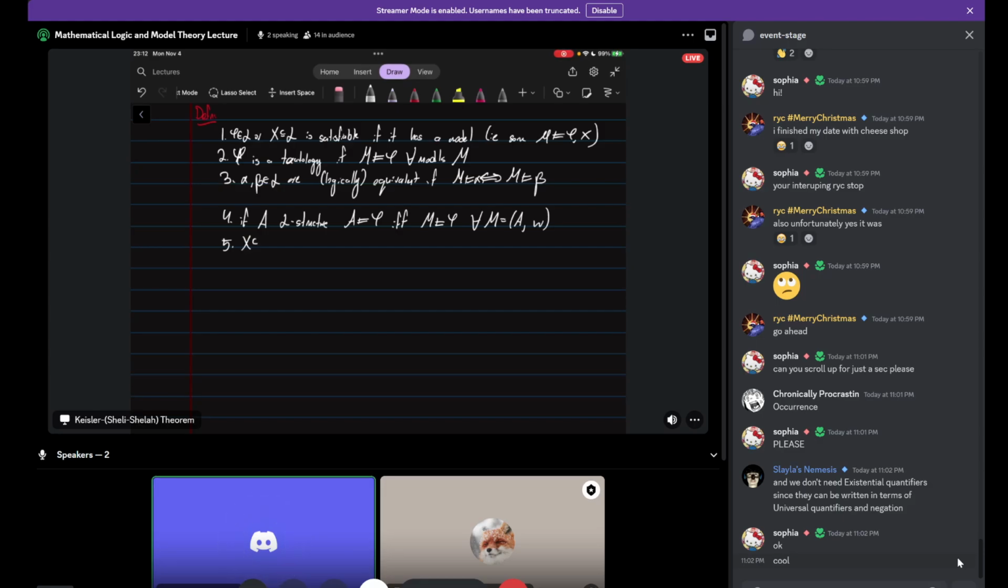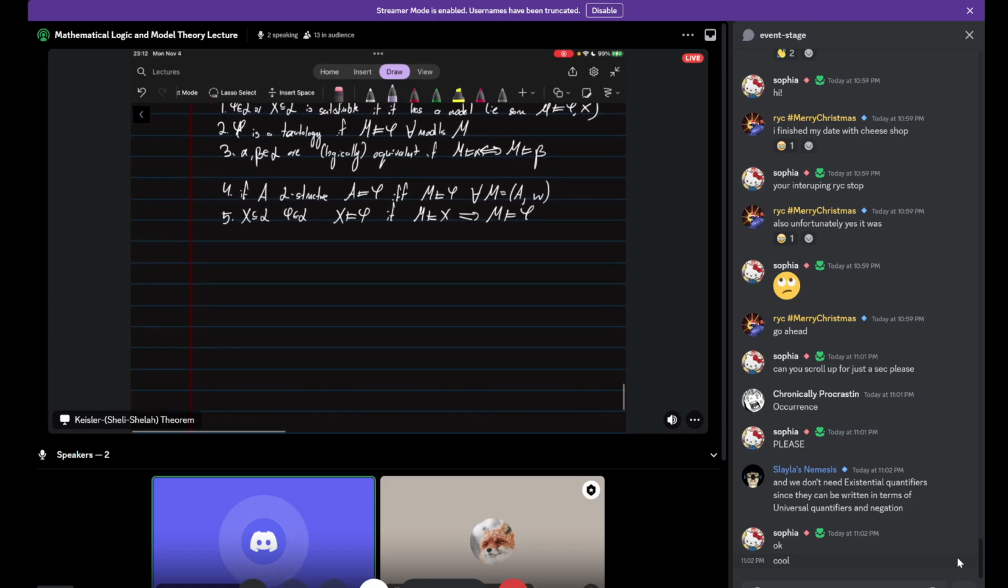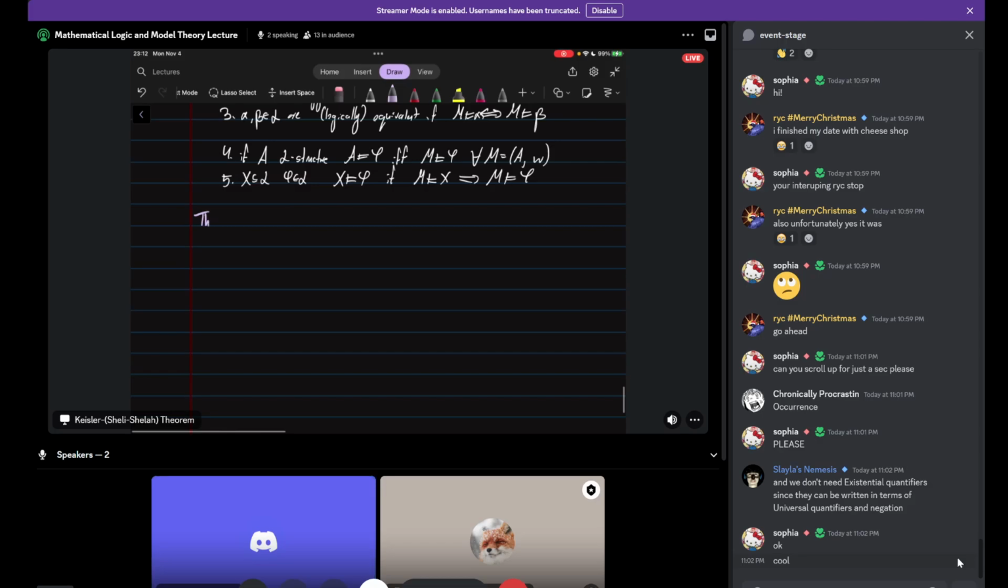If X is a set of formulas and phi is a formula, then phi is a consequence of X if M satisfying X implies M satisfies phi. Right, the same thing as before, same thing as in propositional logic. Now here's a nice little theorem, this is the coincidence theorem.